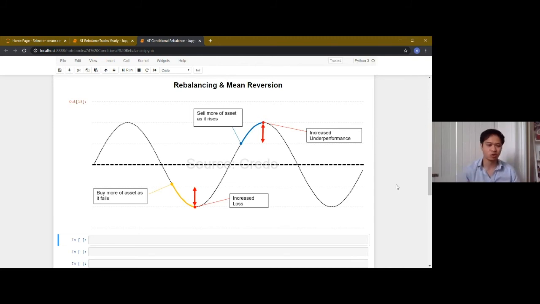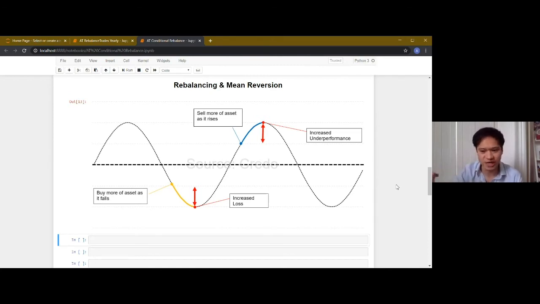Now, this is not normally an issue in quote unquote normal times, but there are periods when markets exhibit trending behavior, so they continue in a direction for a period of time. And if you're frequently rebalancing against a trend, that can increase your losses during those periods, and that introduces negative convexity into your portfolio.